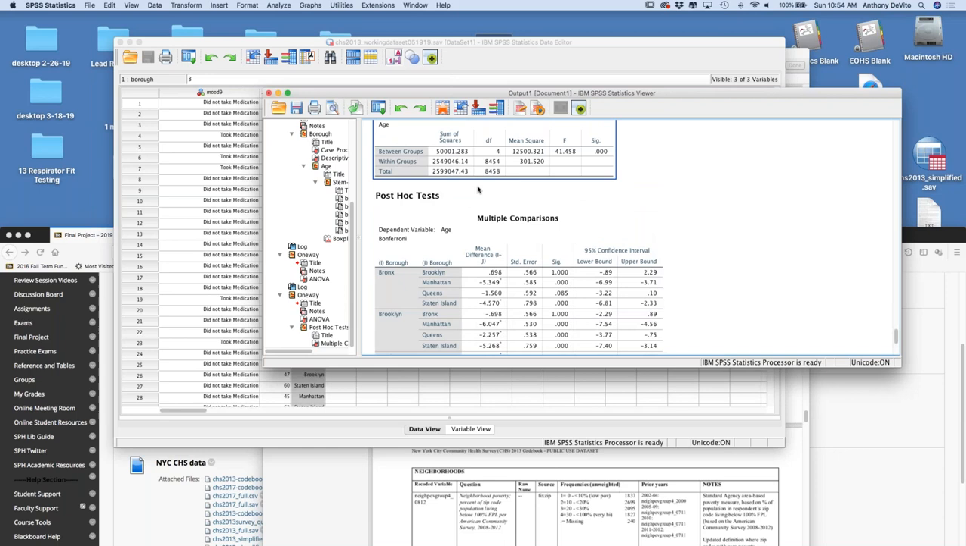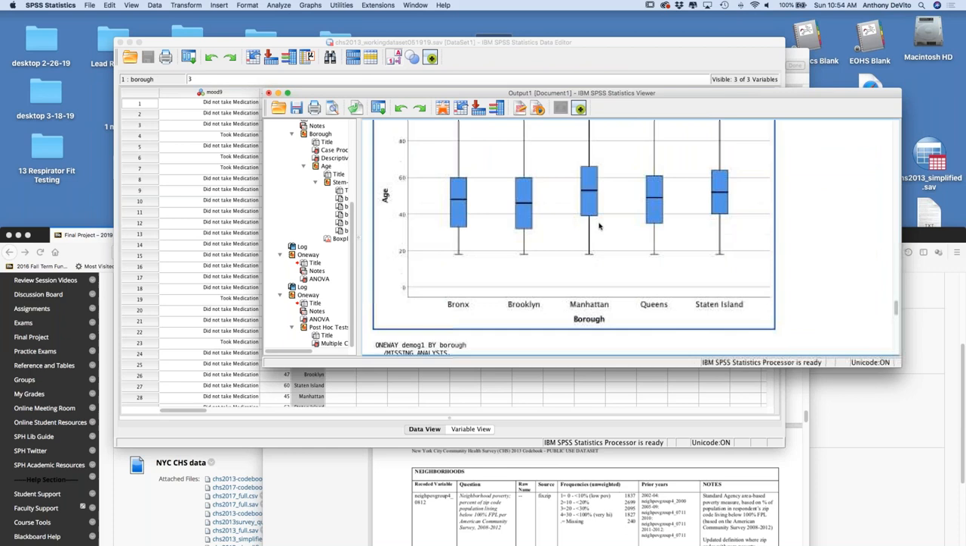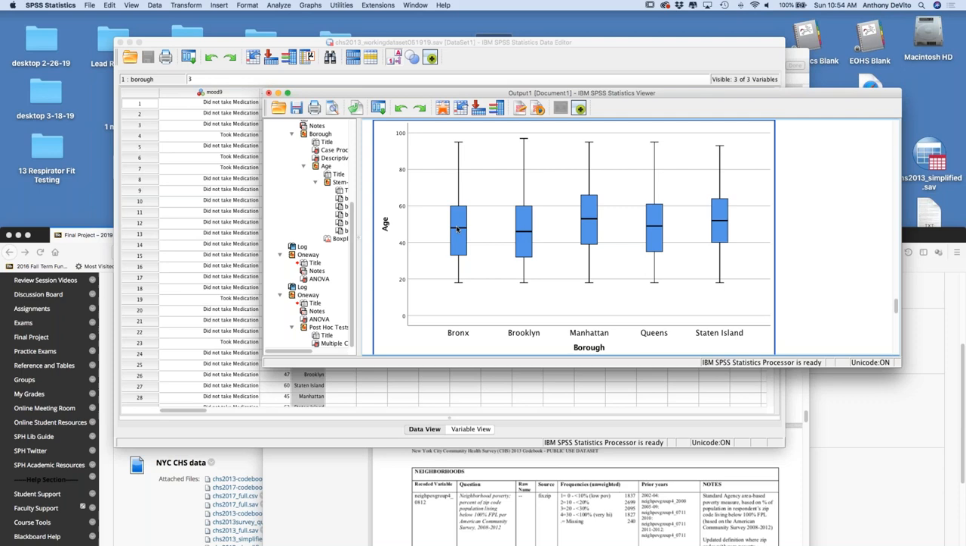I'm going to approach that right now. By the way, one of the benefits of doing this in SPSS is we get box plots. So we can see the median value of age for the Bronx is this. We can see just at a glance that the median age is highest, in other words the oldest population as far as the median is concerned, in Manhattan. And we can see Brooklyn and the Bronx are very close. Hence, we weren't rejecting the null hypothesis.